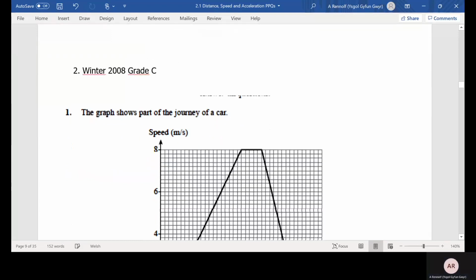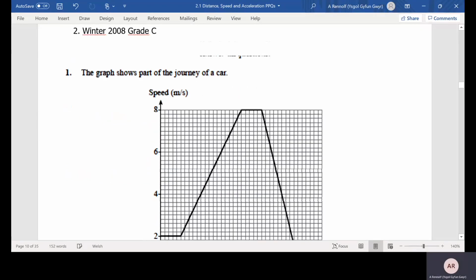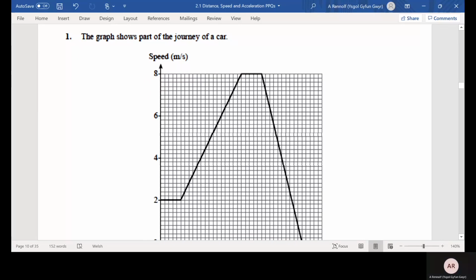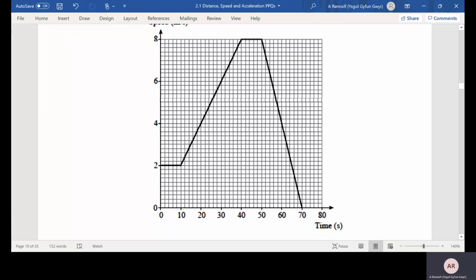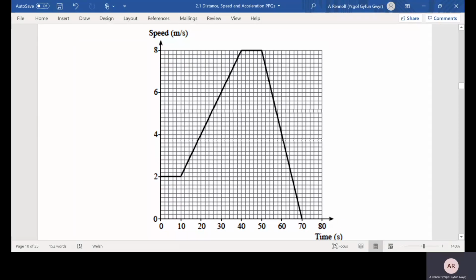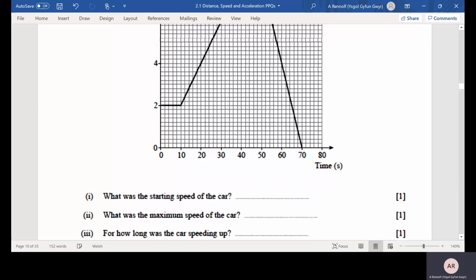Moving on then, pause the video and have a go at this one. Okay, so the graph shows part of the journey of a car. Again, let's just interpret this before we have a look at reading any questions. Our speed here doesn't change for the first 10 seconds. We've got a constant speed. Then we're accelerating. Then we've got a constant speed again, and then a deceleration. So that's what we've got going on here.